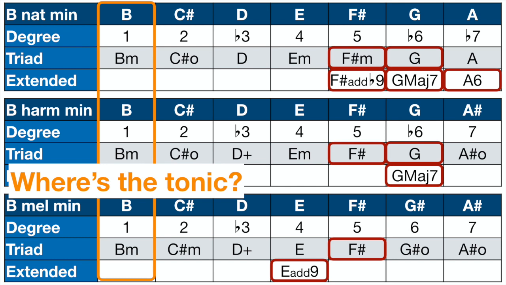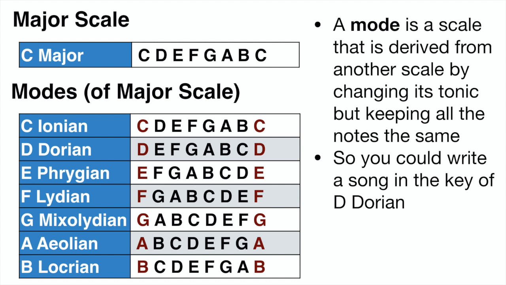So now let's discuss modes. A mode is a scale that is derived from another scale by changing the tonic but keeping all the notes the same. For example, the C major scale can be broken up into 7 different modes, all of which use the exact same notes, the white notes, but start on a different tonic note.